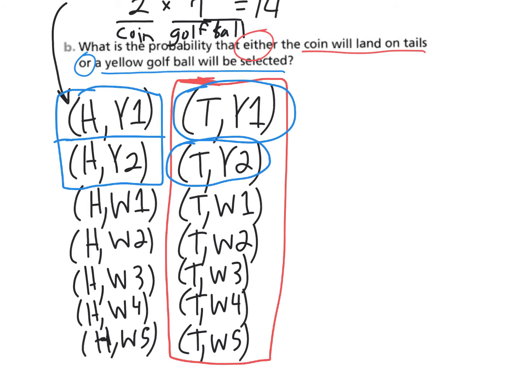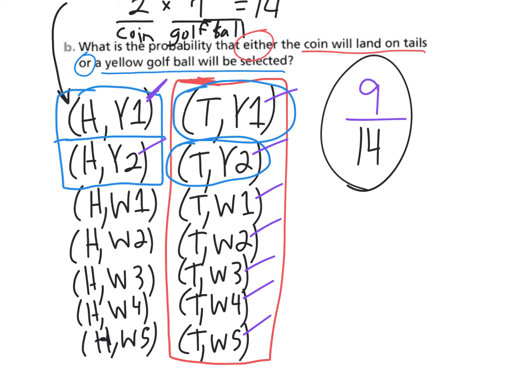So once we get to that point, if we count these off, we got 1, 2, 3, 4, 5, 6, 7, 8, 9. 9 options that worked out of our total of 14. So we've got a 9/14 chance. Probability is 9/14 that either the coin will land on tails or we'll get a yellow golf ball, or maybe both. As long as at least one of those things happens, then we're in good shape. We could change that to a percent. We could divide 9 by 14 and then move your decimal 2 spots to the right would be your percent.